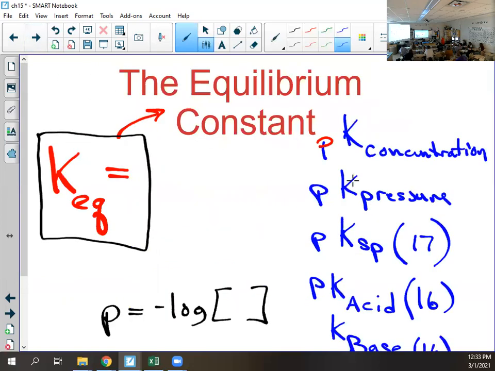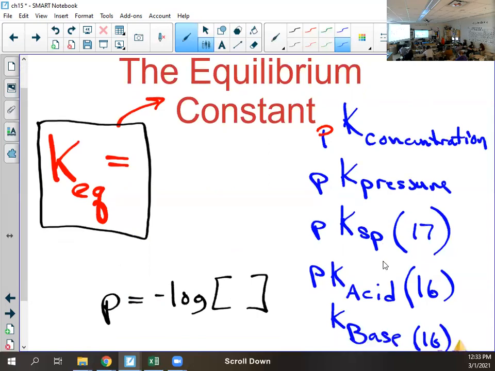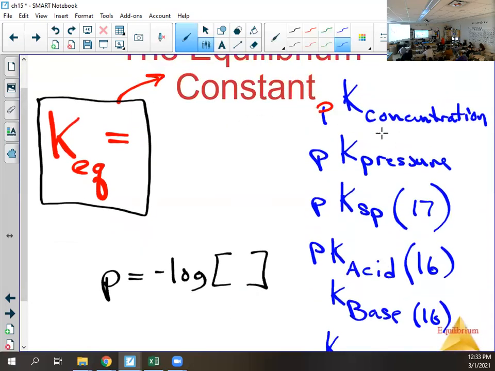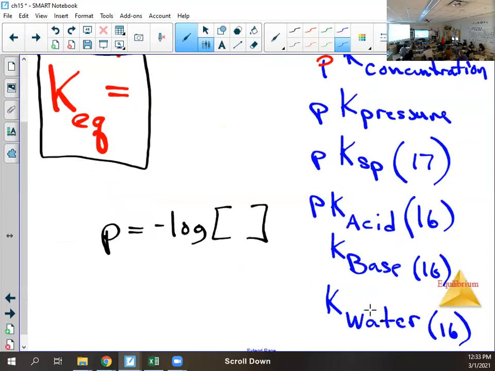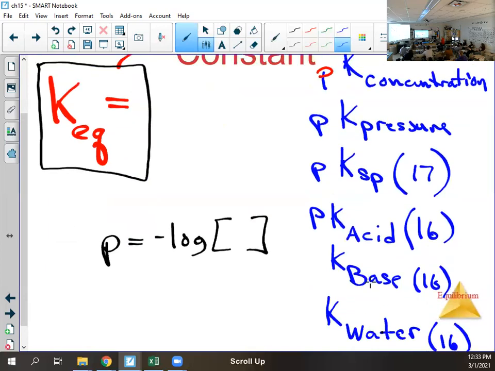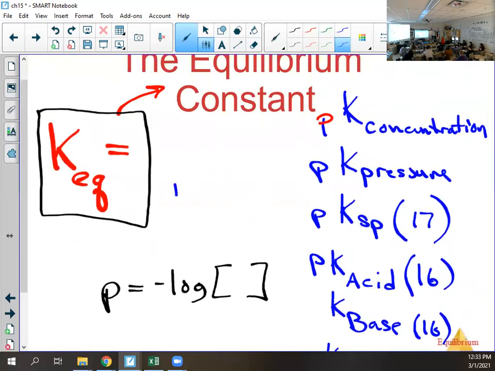All right, so here we go. The equilibrium constant. Don't stress about the P part yet. Why would I even throw that in there? We're going to learn about all these things: K concentration, K pressure, K solubility product, K acid, K base, KW. Here's the good news. They are all the same. That period should have been right there, whatever.